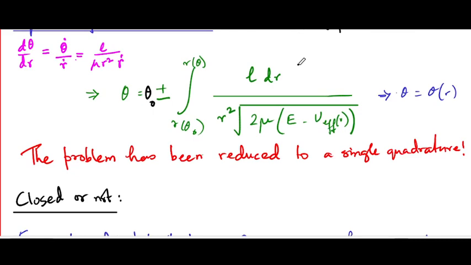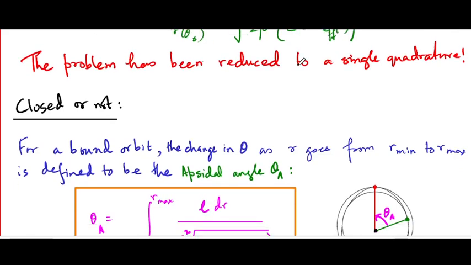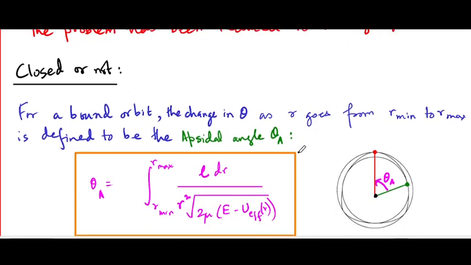Remember, the apses are points of minimum and maximum distance from the center, which essentially are the radii r min and r max for a bound orbit. And theta a, the apsidal angle, is the angle between the lines joining those 2 points with the center. So from the equation that we had written down, and here we can ignore the overall sign, theta a is simply the integral from r min to r max of L dr by r square, root over twice mu E minus U effective r.